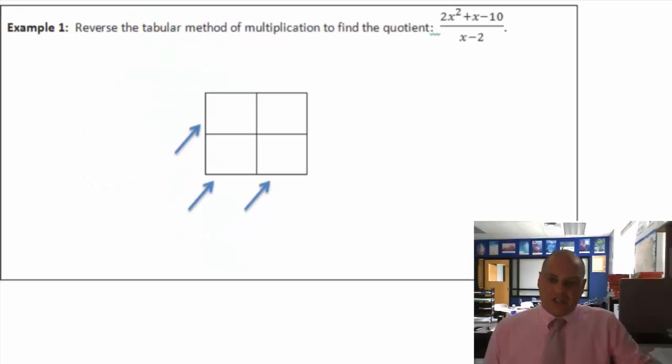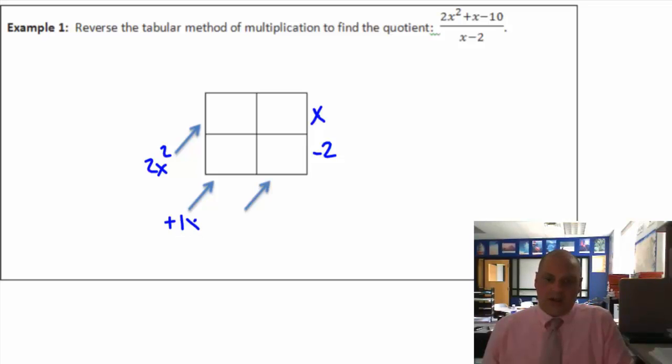How do you actually do it, though? I'm going to start off with an easy one. All right, x minus 2, your divisor, is going to go right here. Your dividend is whatever you start with at the top of your division problem. That's your dividend. That's going to go outside the box.